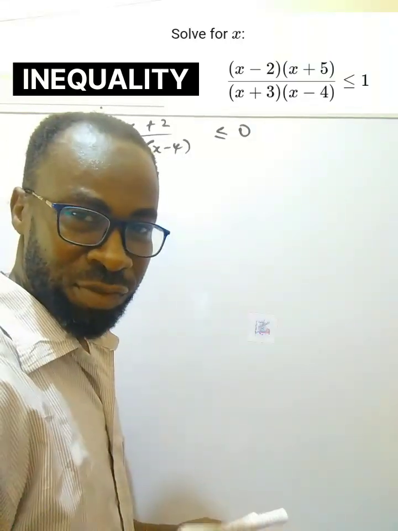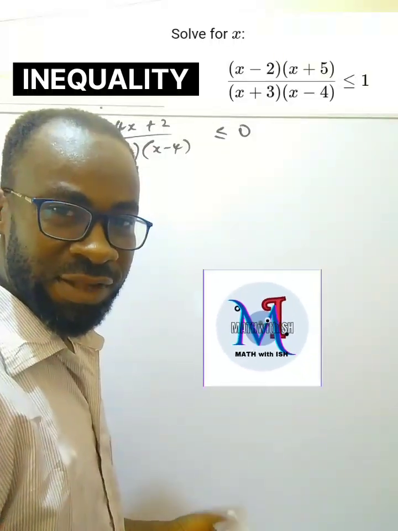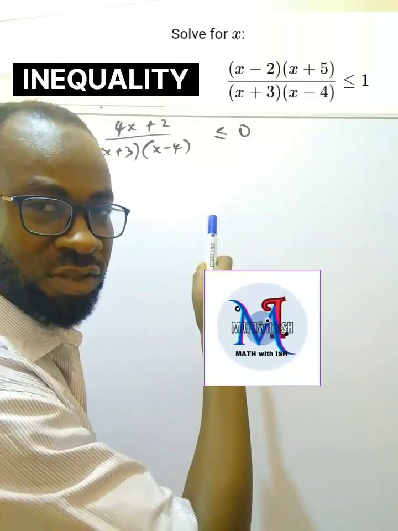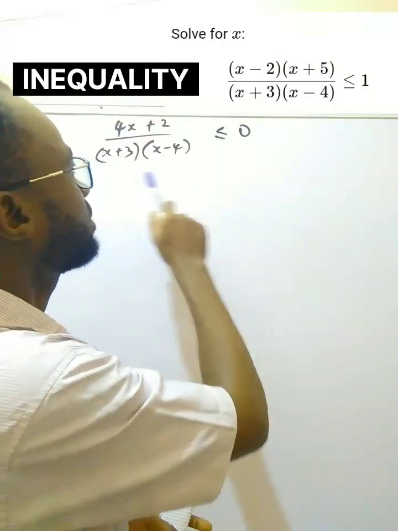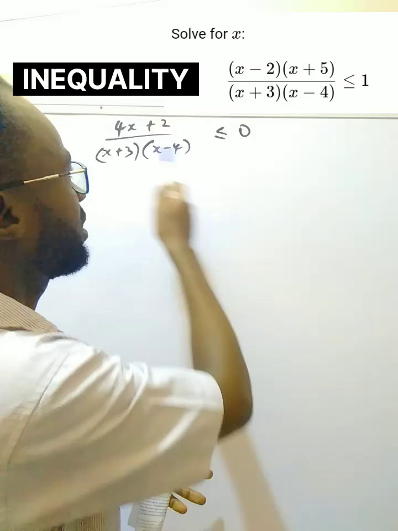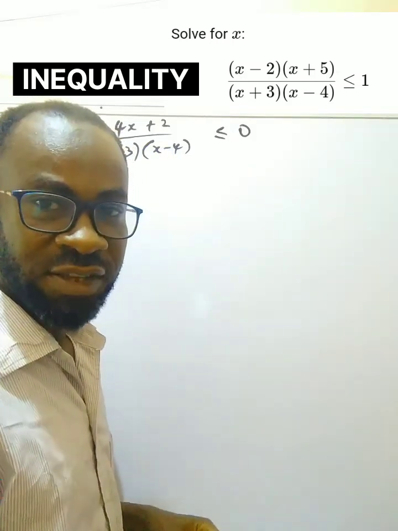Okay, so welcome once again to Maths with Ish. Now this is where we stopped in our last class. We have to complete these inequalities we started. So remember, we stopped at this point where we have been able to factorize, and we have arrived at this point. So the next thing we're going to do now is to find the critical points.